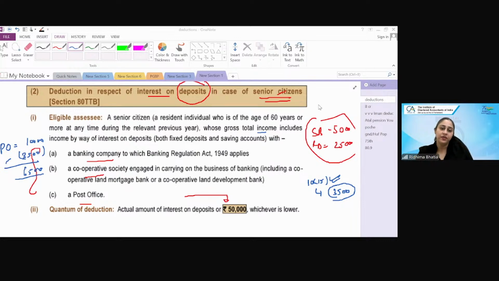80U, resident individual, 75,000 in case of normal disability, 1,25,000 for severe disability. 80TTA, 10,000, individual and HUF, for interest earned on savings bank account. 80TTB, individual resident senior citizen only, 50,000 for interest earned from any bank deposits including fixed deposits. So out of 36 or 30, how much have we covered? Roughly we have covered 20 deductions up till now, more than 20 rather.